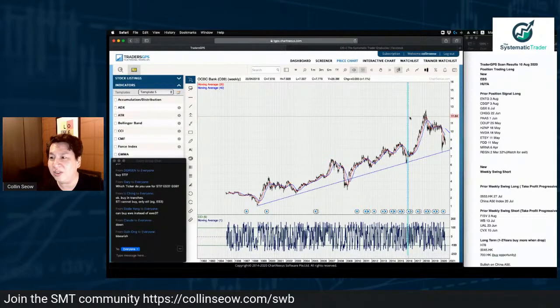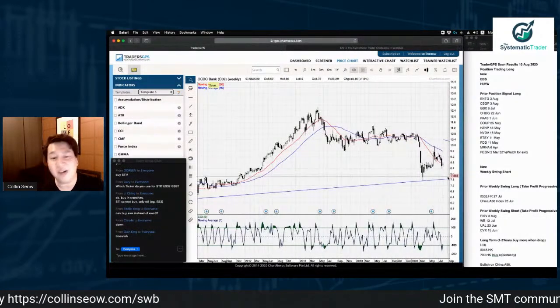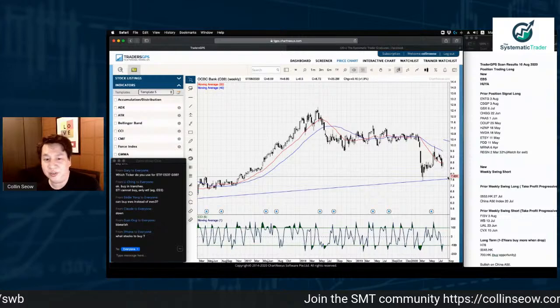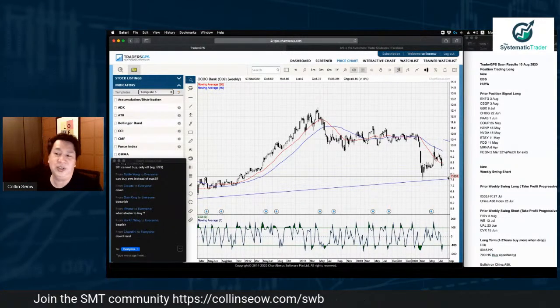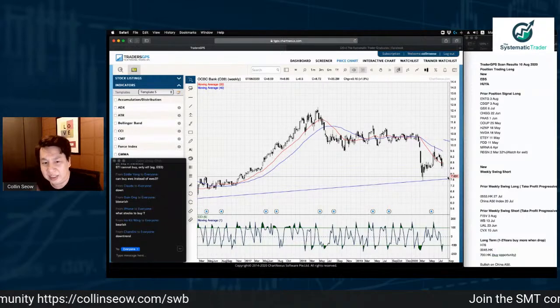The trend is still down, yes or no? It's still bearish. Do you follow what I'm saying? It's still bearish. The TA is still bearish. So just to take note.